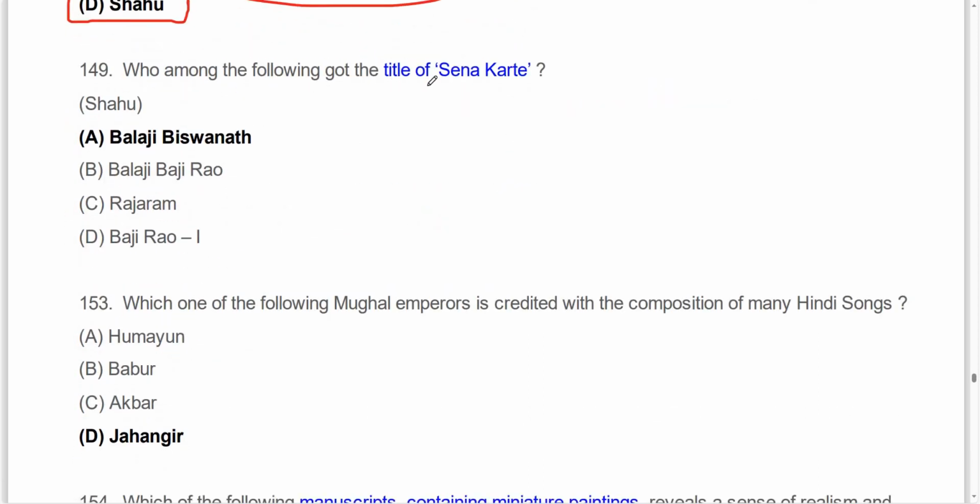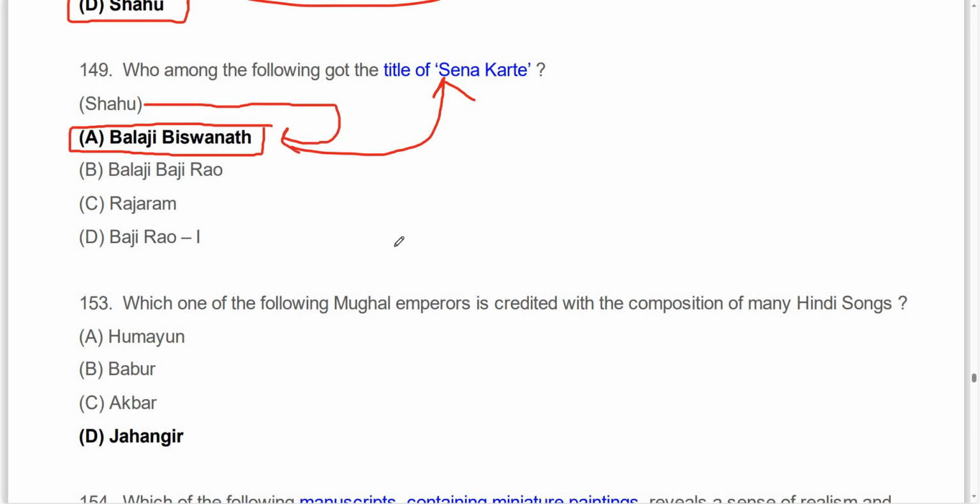Whom of the following got the title Sena Karte? Balaji Vishwanath is the one who got the title Sena Karte, and this title was given by Shahu. Shahu gave the title to Balaji Vishwanath.